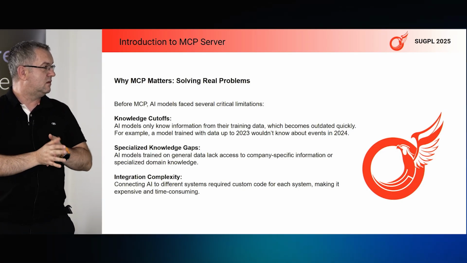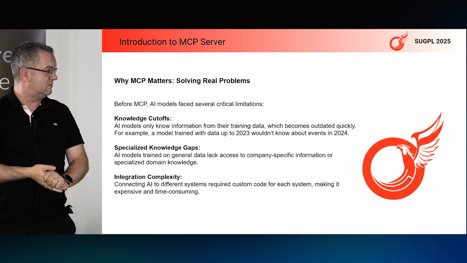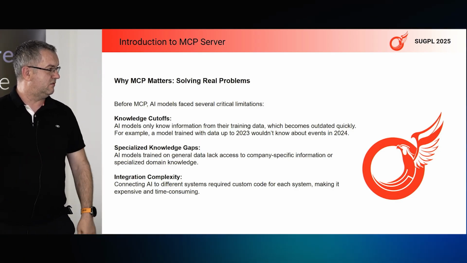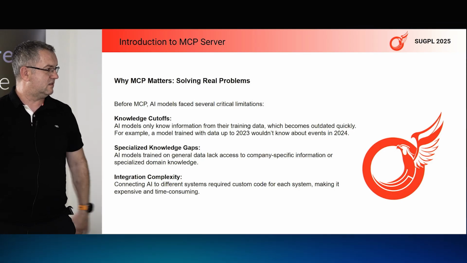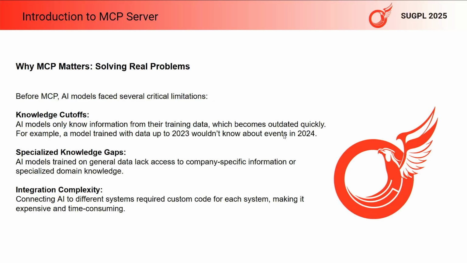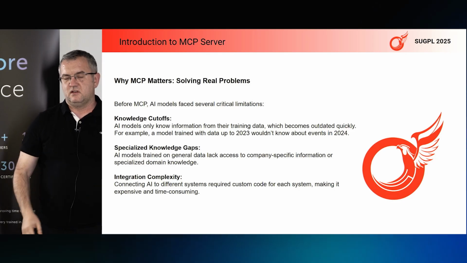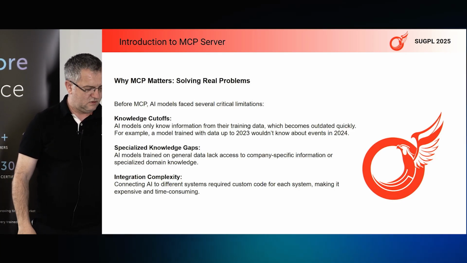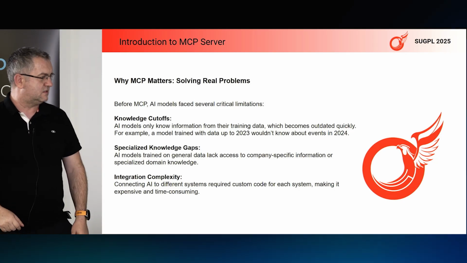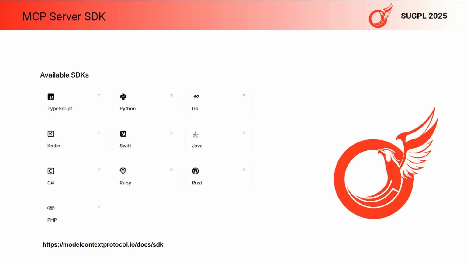Why does MCP matter? It's solving real problems. AI models face several critical limitations. Like I said, it doesn't know about the events in 2024 because the LLM was built and trained in 2023. Integration complexity is another problem, because you have to build custom code for every system. So imagine that you have 5 systems and then you need to build for, or train the LLMs for, all of them.